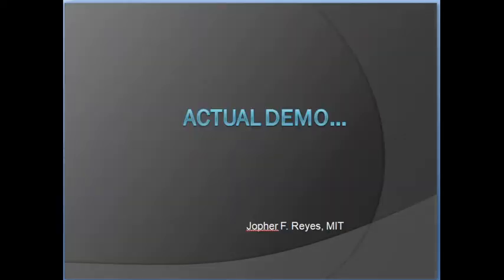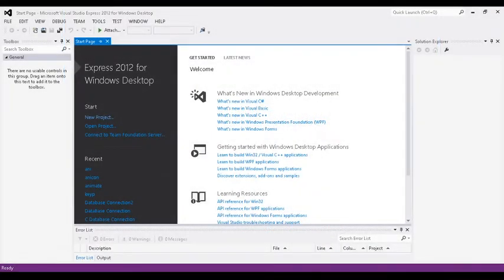Okay, so let's go now to the actual demonstration. Let's go to our Visual Studio. First, we have to create a new project in Windows Form, for example, Animation 3.